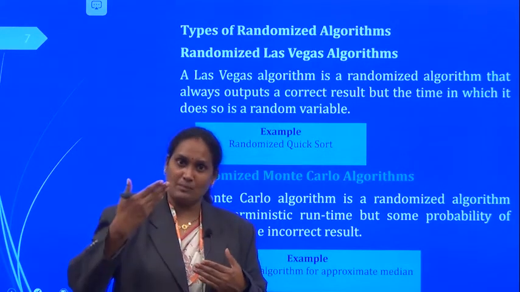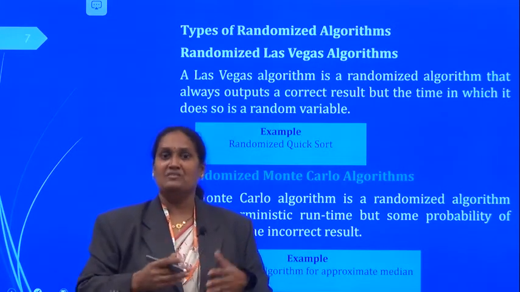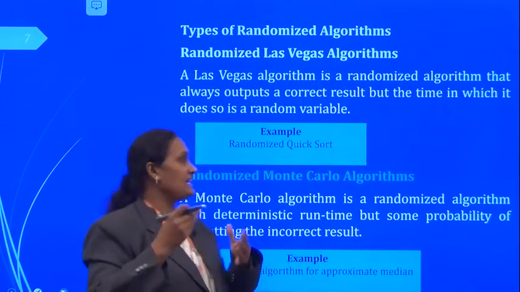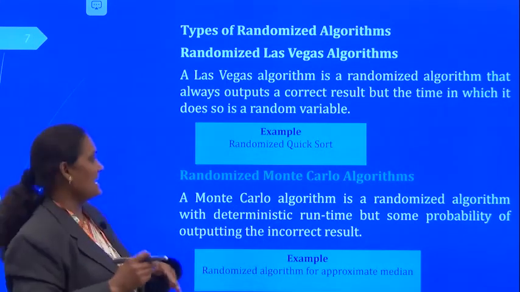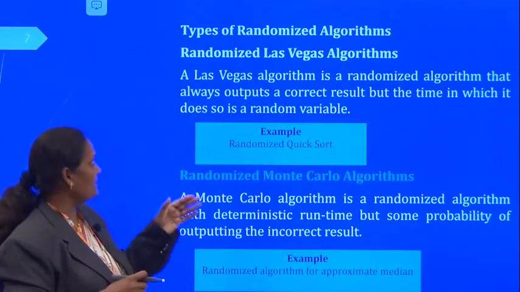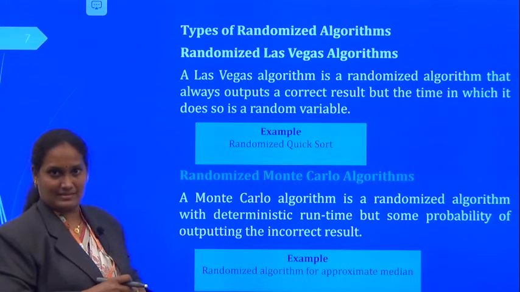What becomes the time complexity of that Las Vegas algorithm? We cannot predict the time complexity of that Las Vegas algorithm. It becomes a random variable. For example, randomized quicksort. Randomized quicksort is a better example for Las Vegas algorithm.